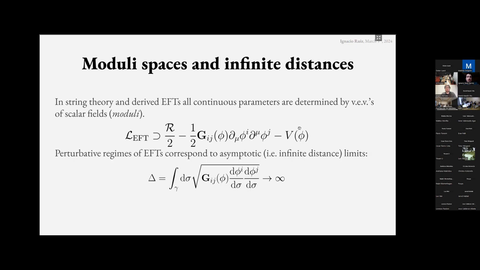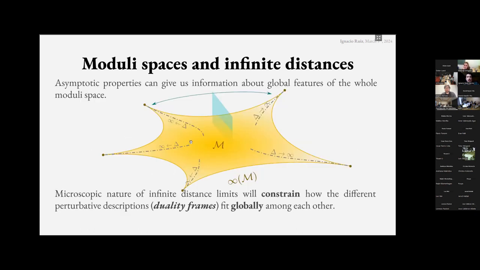And what will be interesting for us is the perturbative regimes in which some of these parameters are small, and they are usually related to infinite distance limits with respect to the distance that we might take along some trajectory in moduli space. These different limits might have some microscopic nature that we might know, and as we will see in this presentation, by knowing what is the nature of these different limits, we will be able to constrain how they all fit together in a global form around the asymptotic regions of the moduli space. It will be able to give us information about the different prescriptions or duality frames and how they fit together. So let's get to it.